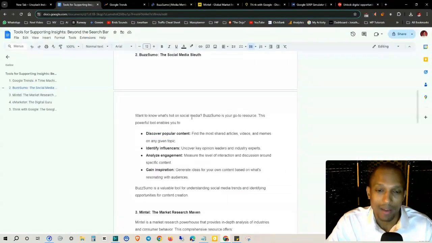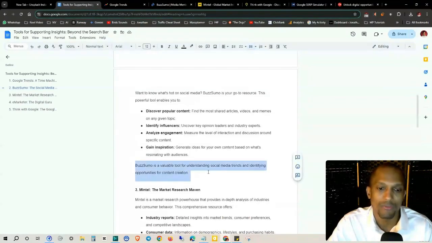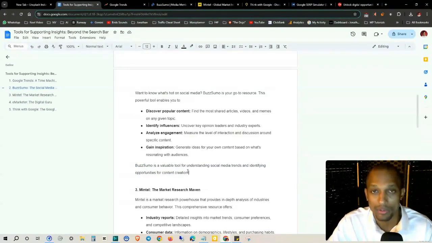So if you want to know what's hot on social media, BuzzSumo is your go-to resource. This powerful tool enables you to discover popular content, find the most shared articles, videos, and memes on any given topic, identify influencers. You can uncover key opinion leaders and industry experts, analyze engagement, measure the level of interaction and discussion around specific content, gain inspiration, generate ideas for your own content based on what's resonating with audiences. BuzzSumo is a valuable tool for understanding social media trends and identifying opportunities for content creation.